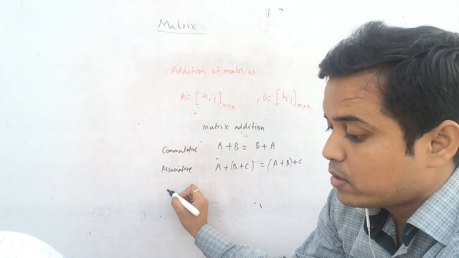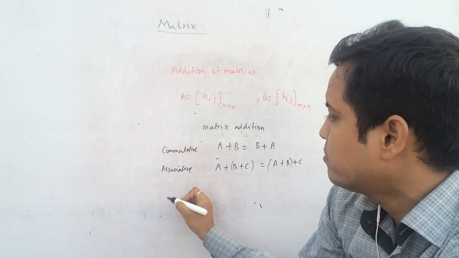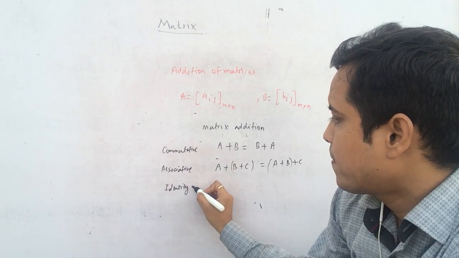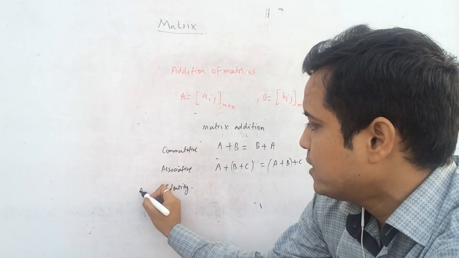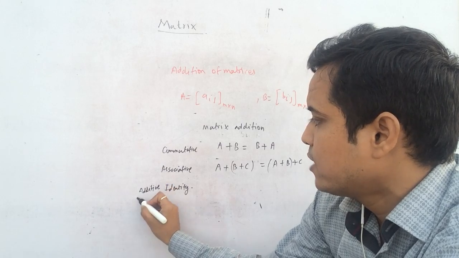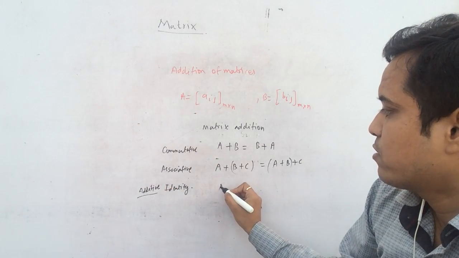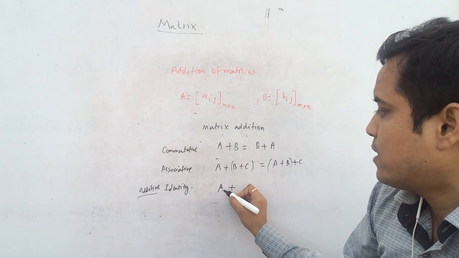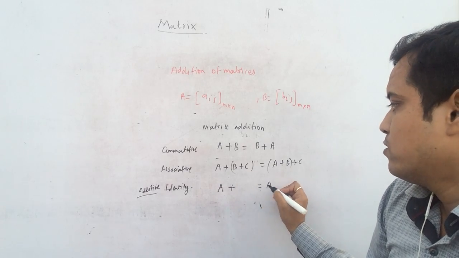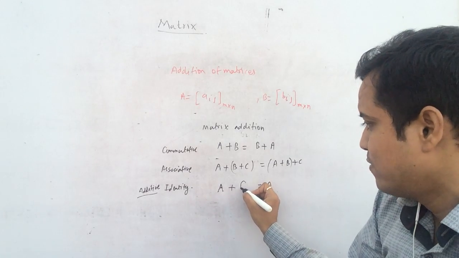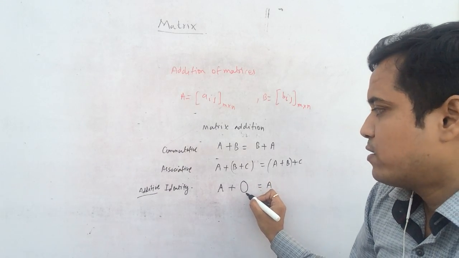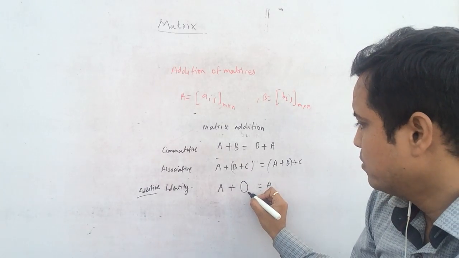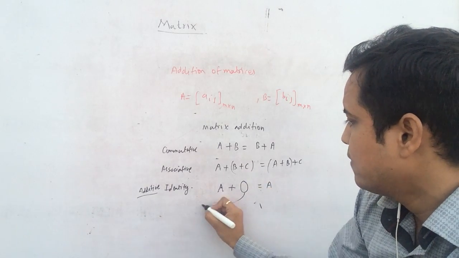Now the third is the null matrix, the identity. So yes, the additive identity exists. Suppose you add any other matrix with this to get the same matrix A. What will the matrix be here? The zero matrix, and the zero matrix should have the same order. So the zero matrix is called the additive identity.